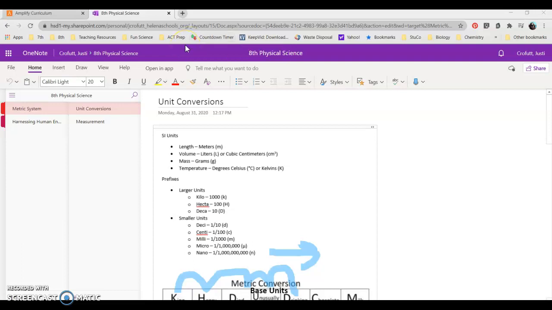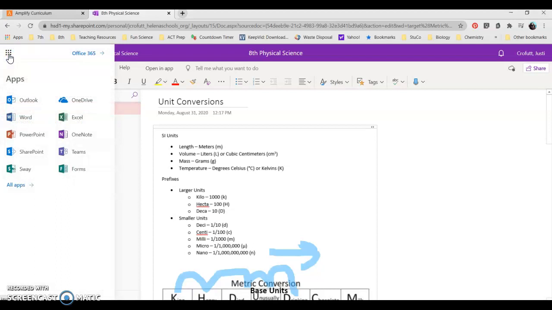So first and foremost, you'll need to open your OneNote. If you guys remember going into Teams, in Teams you will see a button similar to this up in the upper left-hand corner that has these 9 squares. If you click on that, you'll get a menu, and in it you should see OneNote.